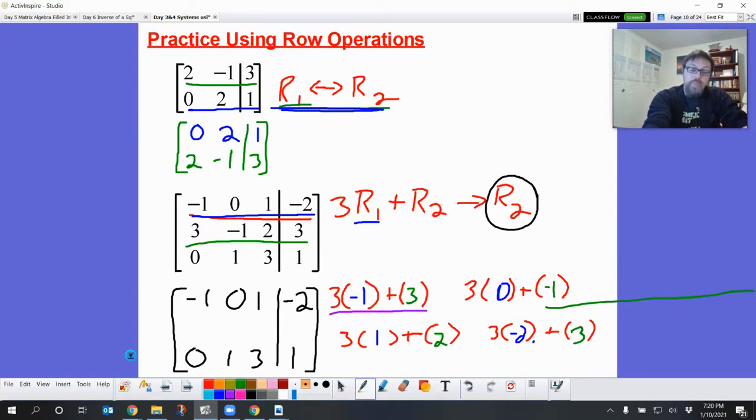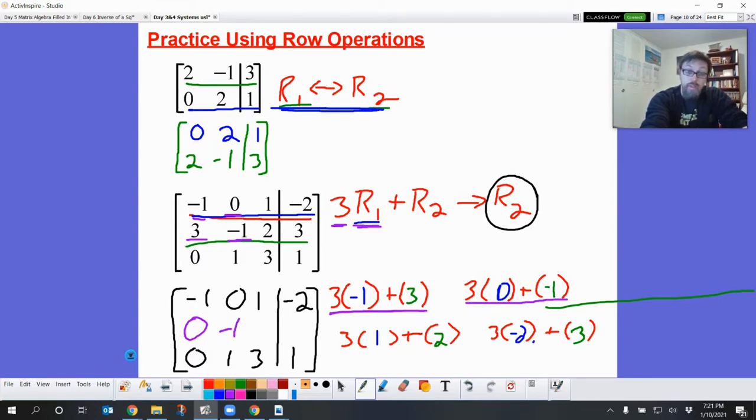So I'm doing 3 times something in row 1, which is -1, plus 3. That's what I wrote right there. So that's -3 plus 3, so that's 0. Do it again for the next spot. 3 times something in row 1. Well, we've already done the first one, so let's go to the second one. So that's 0 plus what's in row 2, -1. So 3 times 0 is 0 plus -1, -1.